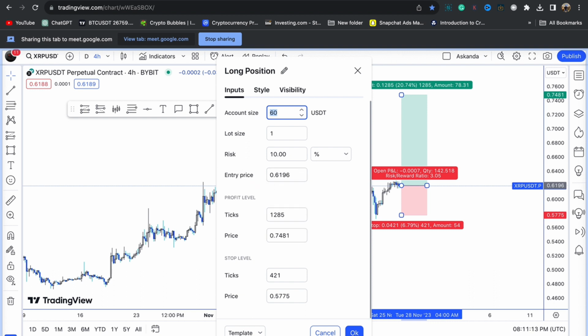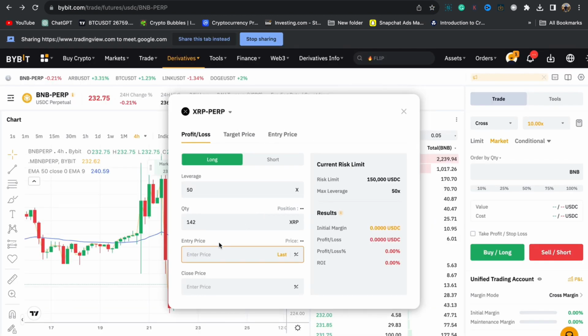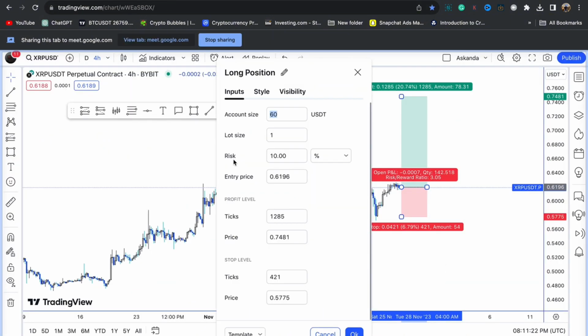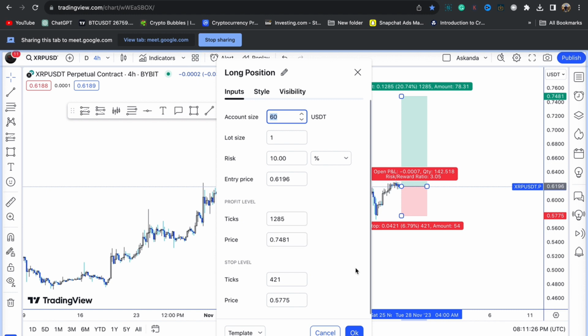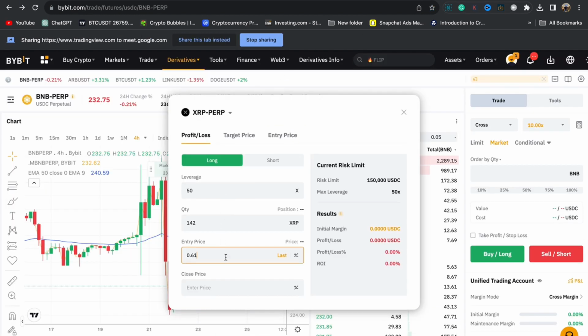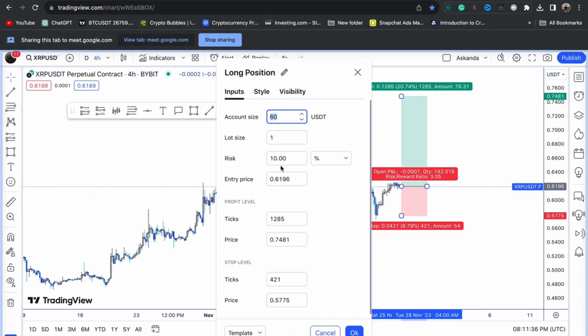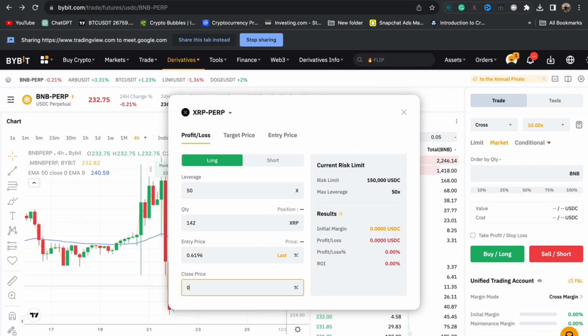So I'll go to my Bybit and use the entry there. Our entry is 0.6196, so we have 96 here. Then our take profit. When you enter your take profit, I will share my Bybit right now and explain certain things. So we have 0.7481.